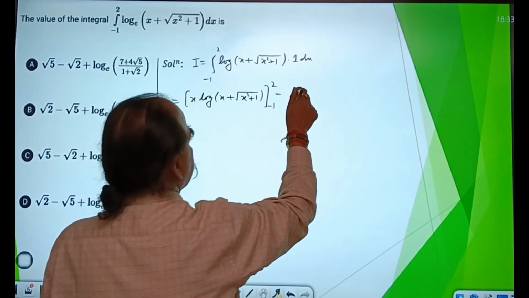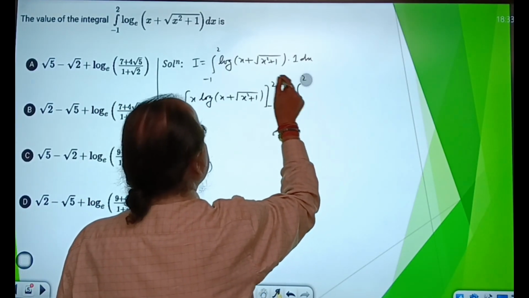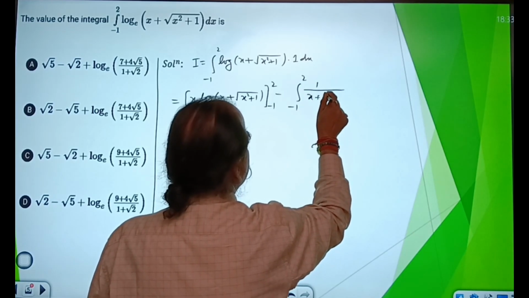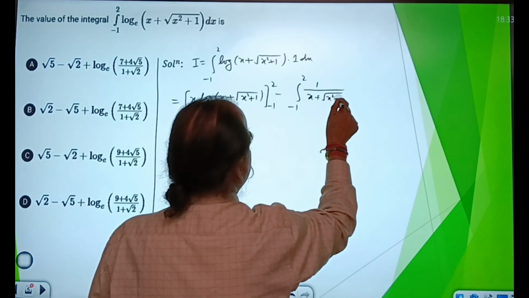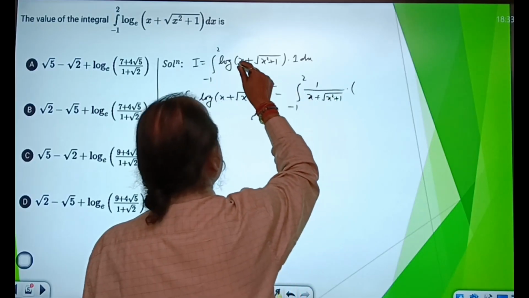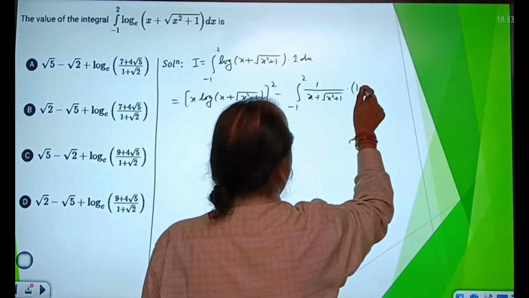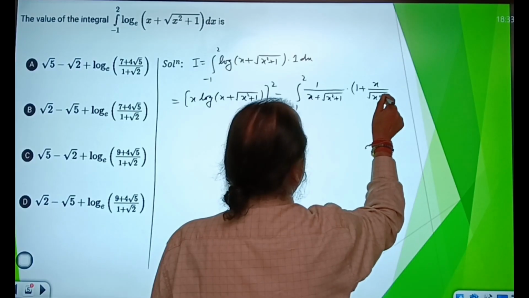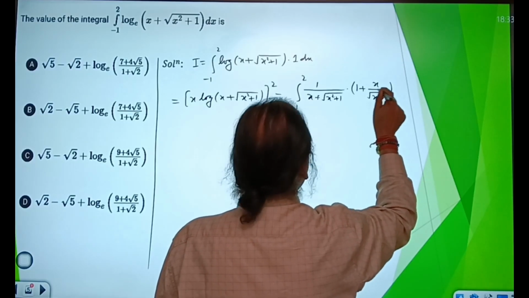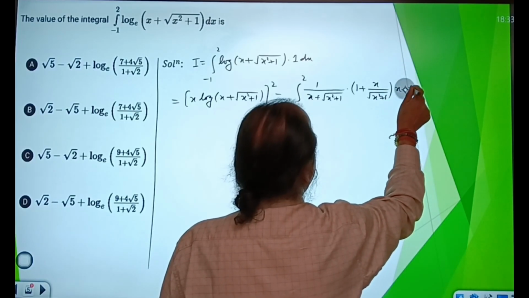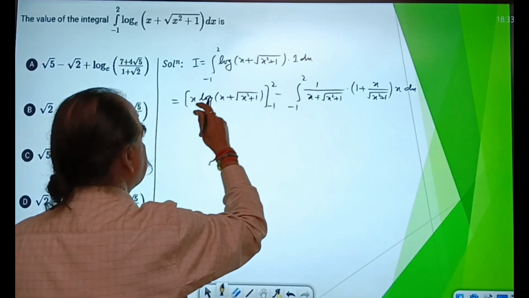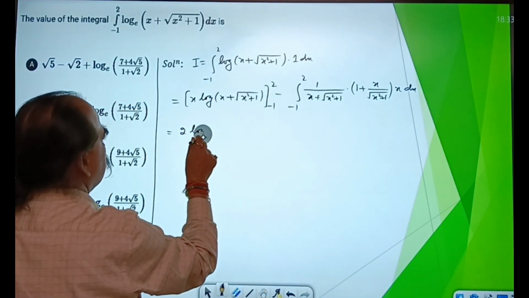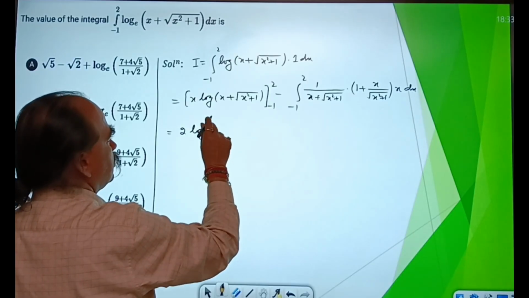Minus integral minus 1 to 2, derivative of log is what? 1 upon x plus root x square plus 1 into derivative of inside function, which is 1 plus x upon root x square plus 1, into integral 1 is what? X dx. Substitute upper limit. So 2 log 2 plus root 5.